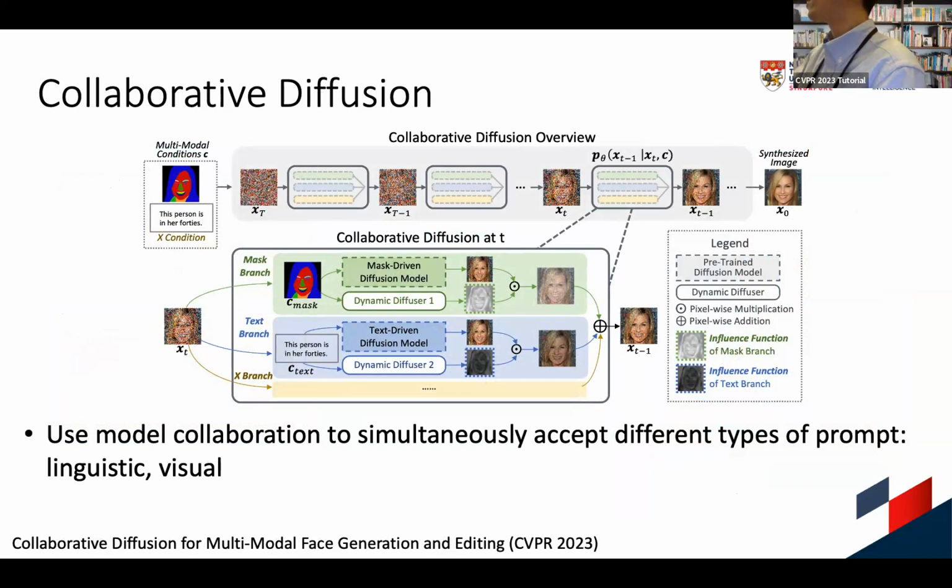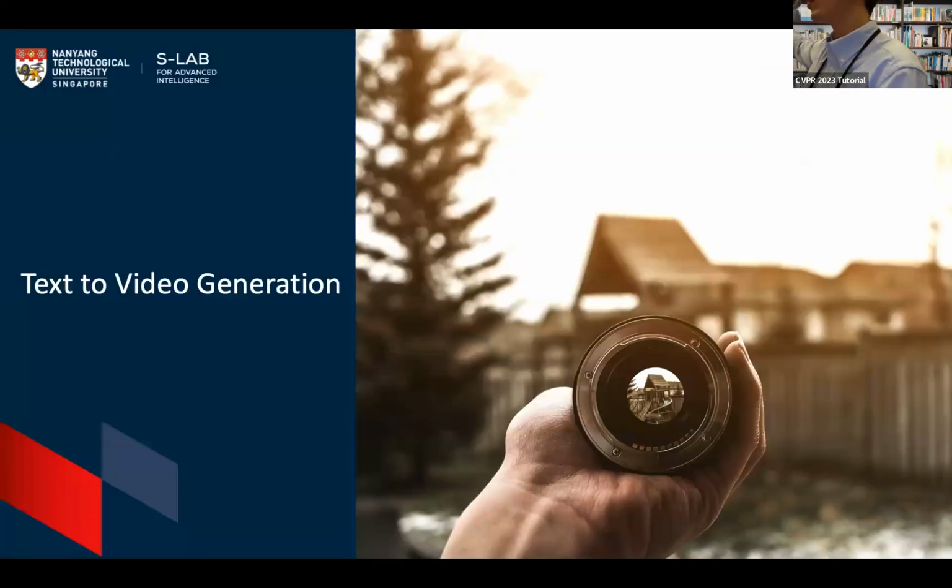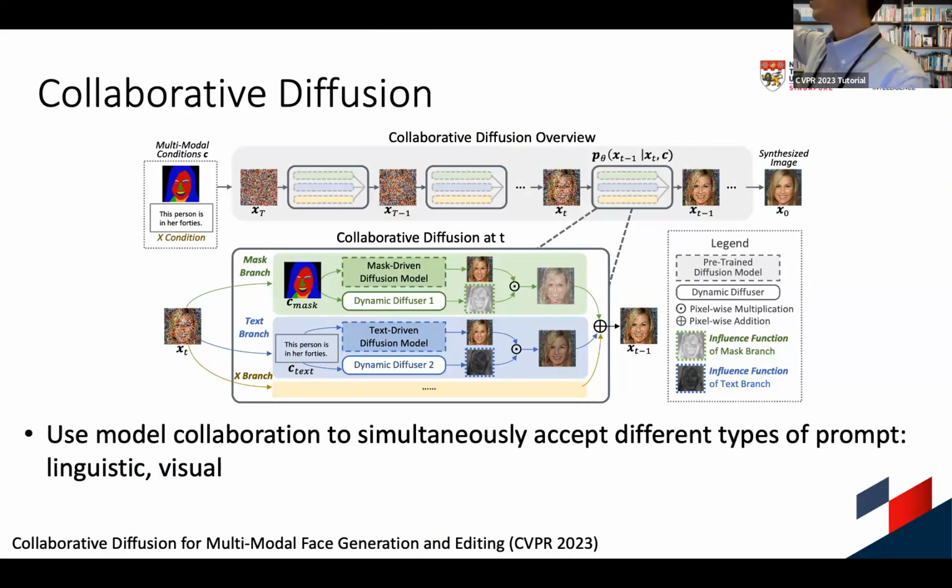So the answer is also yes. That's another work in CVPR this year. It's called Collaborative Diffusion. It tries to unify multi-modality prompts, sometimes using mask, sometimes using sketch, sometimes using text. The general idea is that inside the denoising process of the diffusion model, you can try to fuse some of the intermediate information. That's a cool idea. Due to the time, I will just stop here.